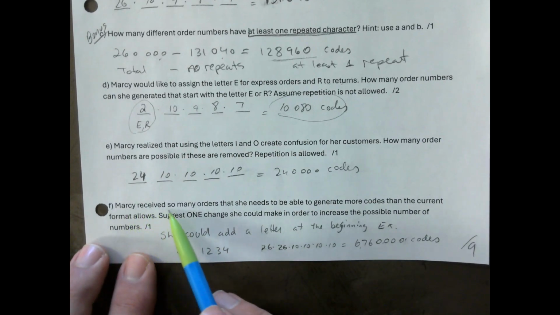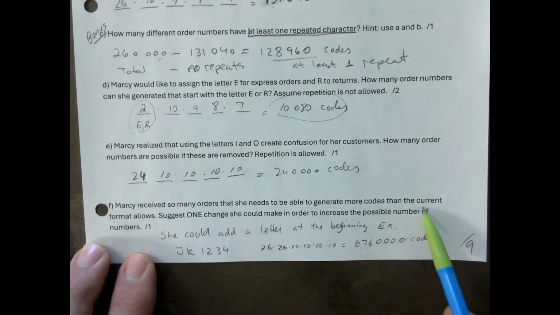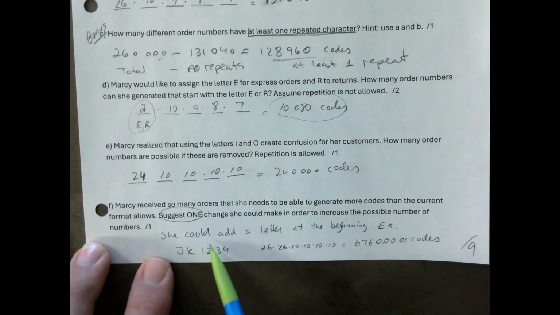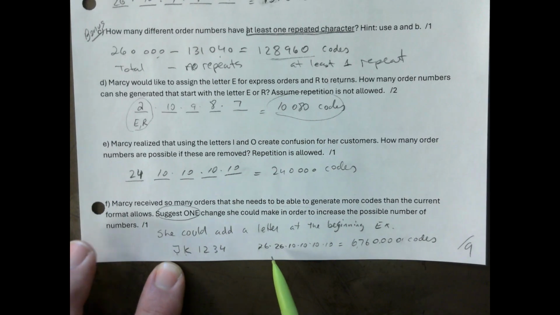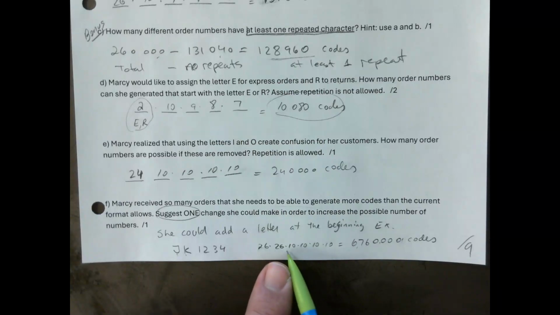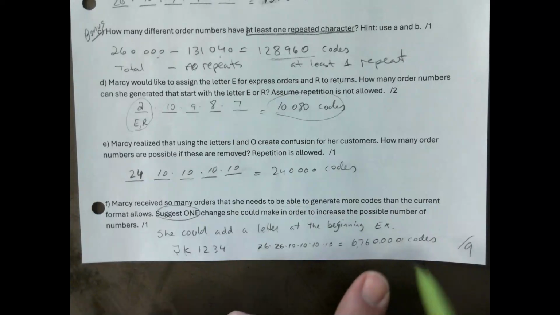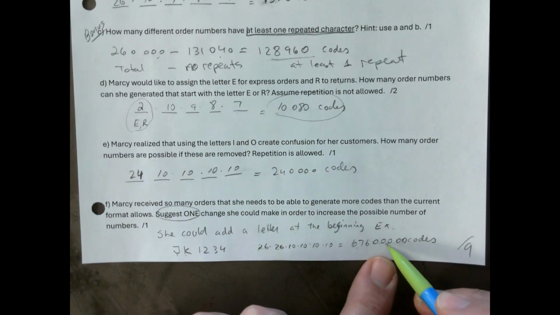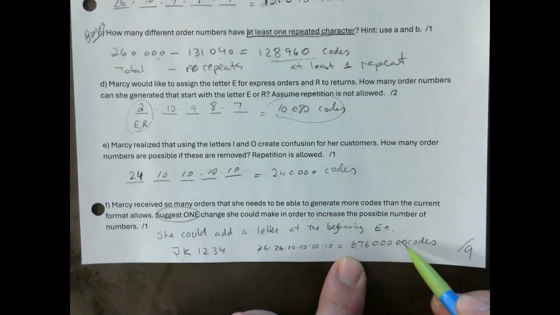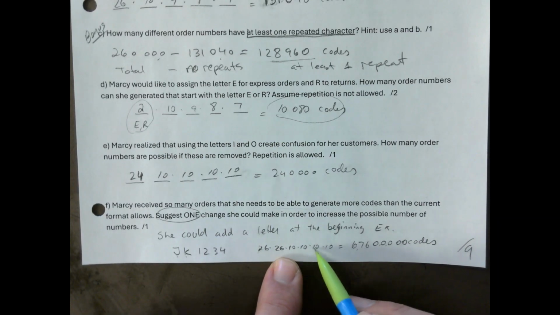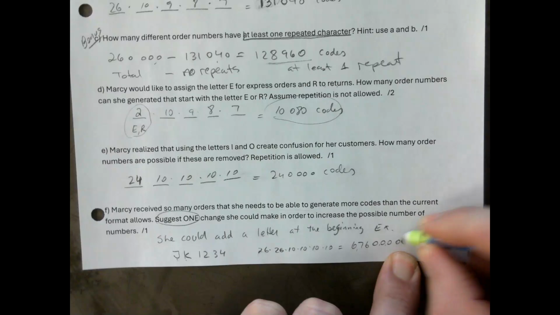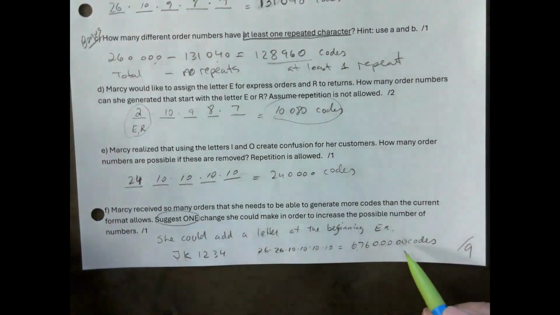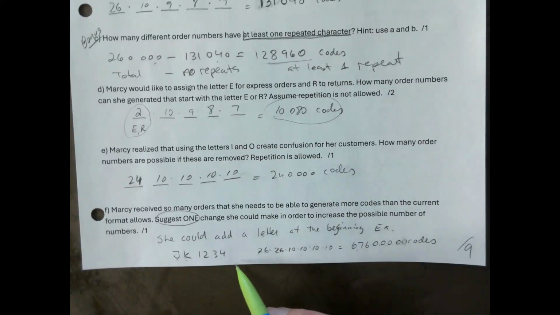F, Marcy received so many orders, she needs to be able to generate more. What is one thing you can do? I said she could add a letter at the beginning, for example JK instead of just one letter. And so I actually do the math here, 26 times 26, that'd be over 6 million codes. I feel like it's just 6 million something. Something happened there, erased it. You could have added another character at the end, a number.